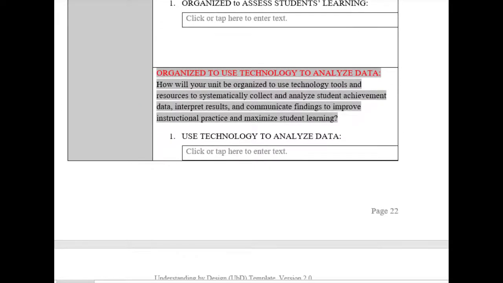And that brings us to the end of stage 3 of our UbD template.